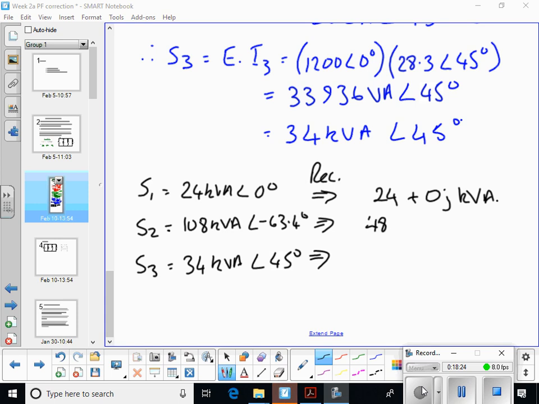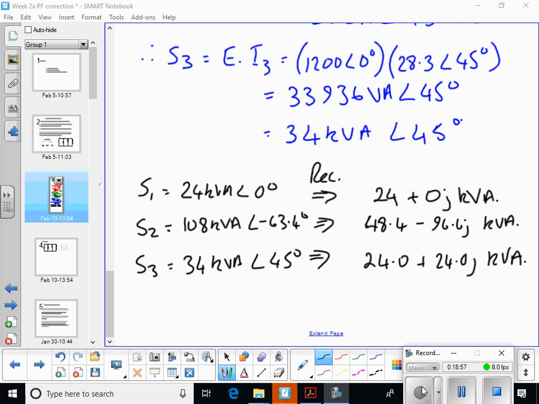The next one I got here is 48.4 minus 96.6J kVA, and the last one is 24.0 plus 24.0J kVA.